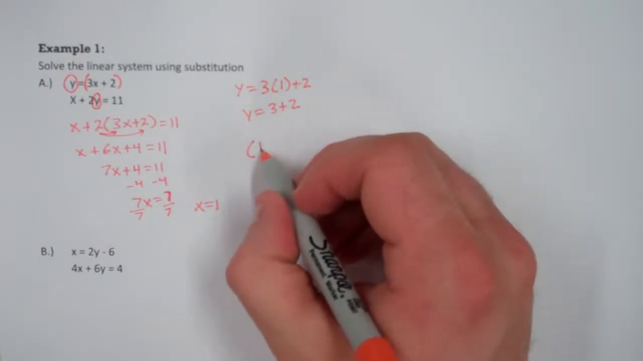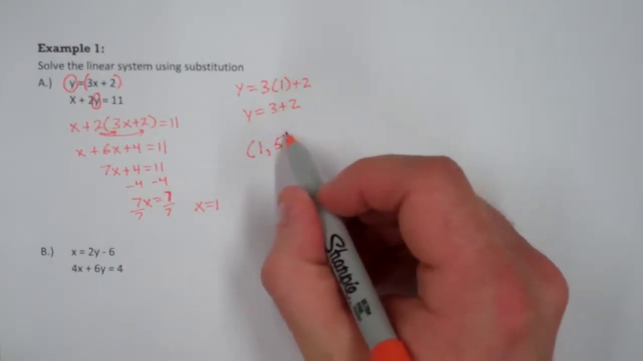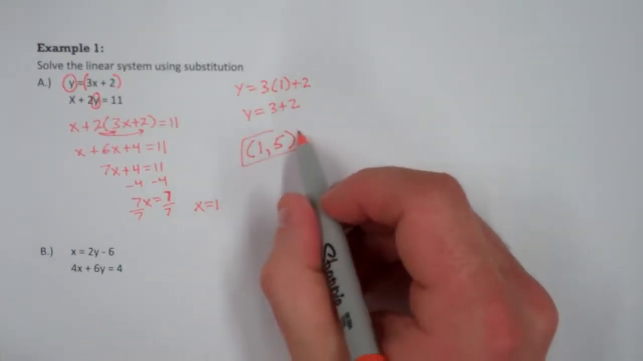When we have an x and a y, it's useful, and oftentimes you'll see it written like this. You'll see the x and the y written as an ordered pair, and this is our solution.